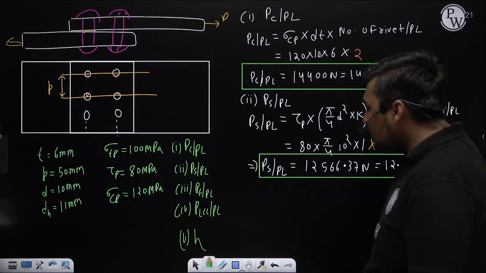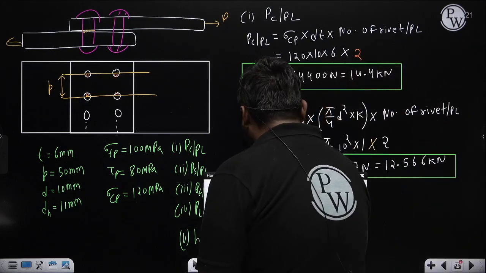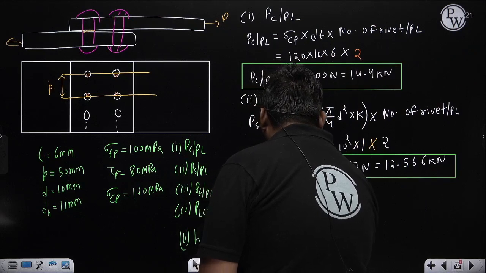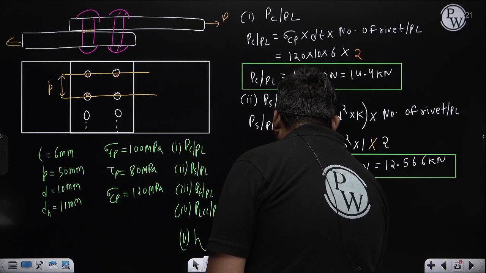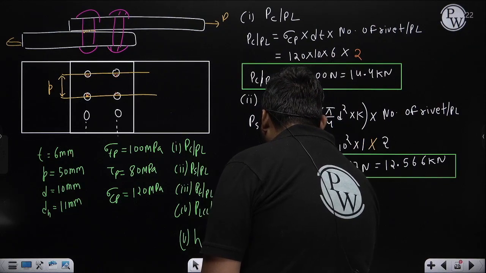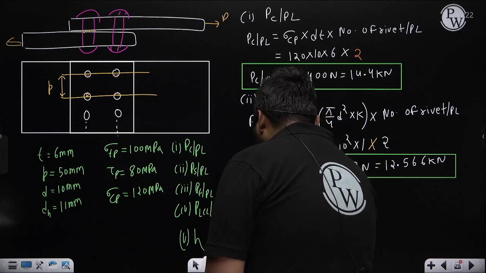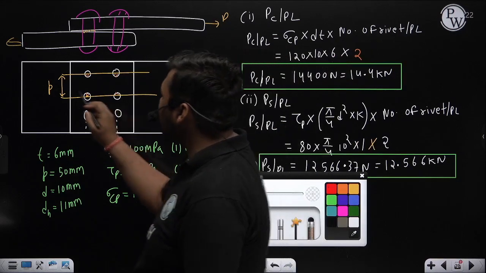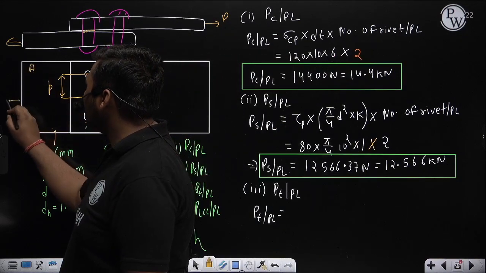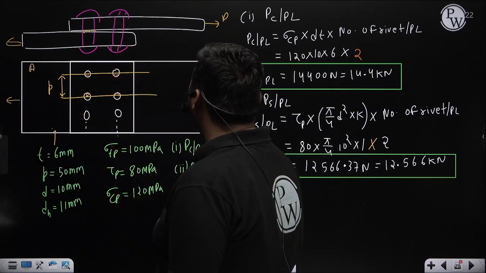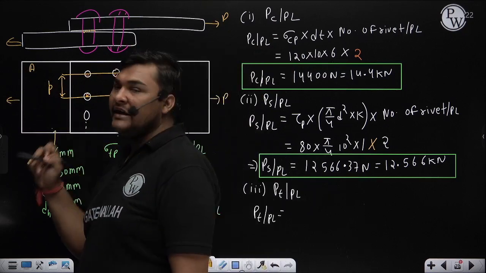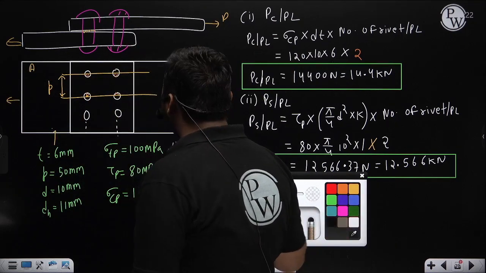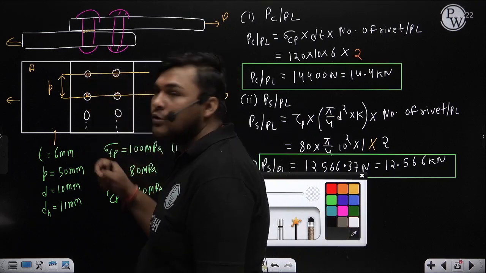Now we have to calculate tearing load carrying capacity per pitch length. So now our objective is to calculate tearing load carrying capacity per pitch length. Now how to calculate? For that, consider the nearest row of load P. Suppose I am taking this plate A. This load is P. Now from the load P of plate A, the nearest row is this. So if you want to calculate tearing load carrying capacity, we need to have a tearing from this row.